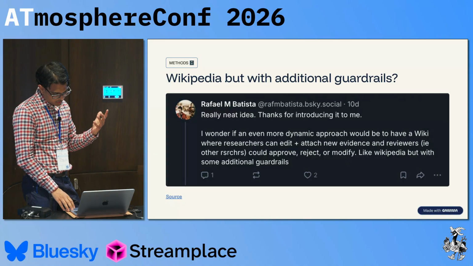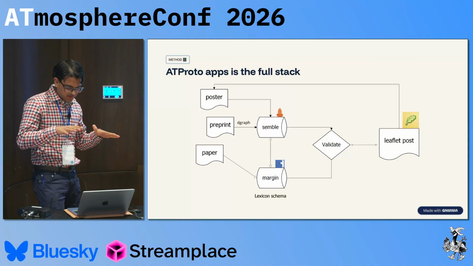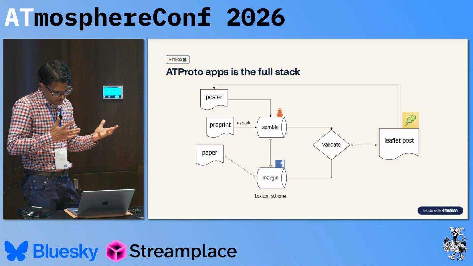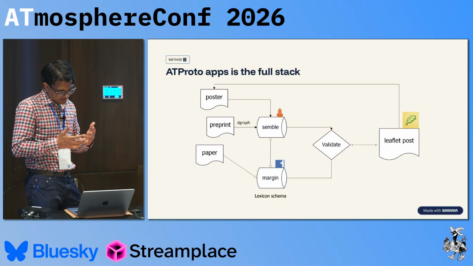So something like Wikipedia, but with additional guardrails. The nice thing is that the ATProto system is kind of like a full-ish stack right now. We have all the necessary tooling to do an MVP.